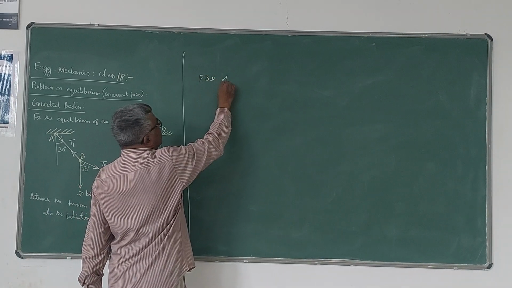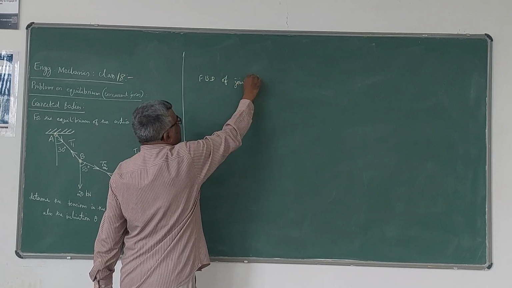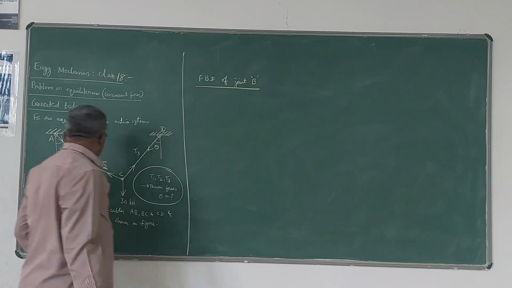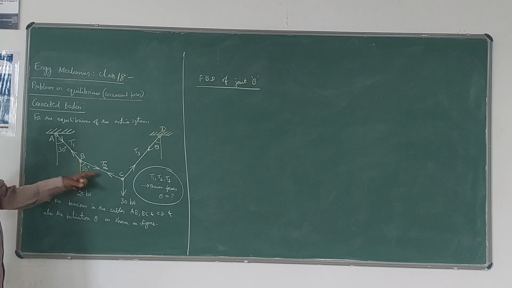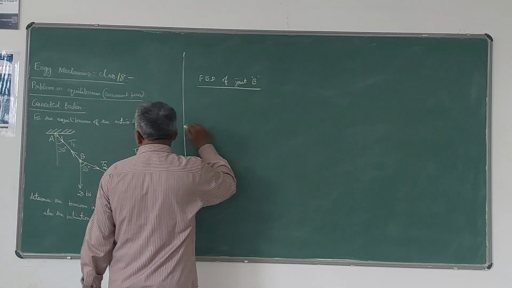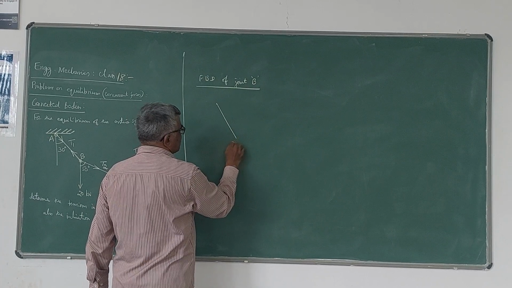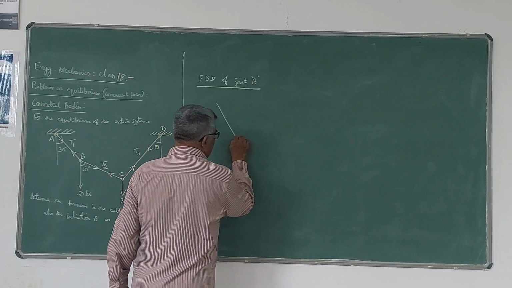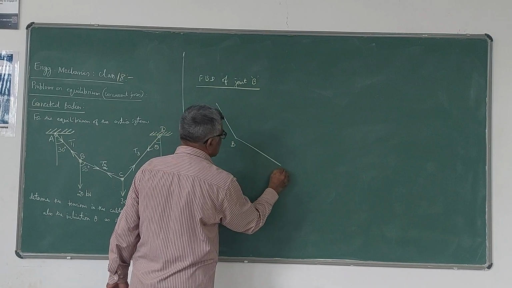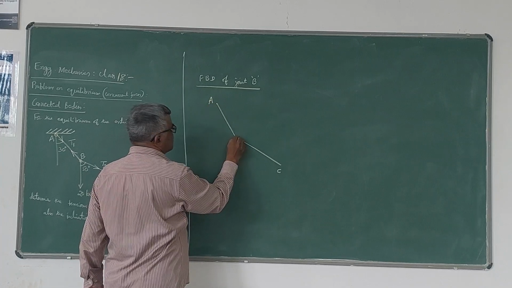First I will write the free body diagram of joint B, where two cables are meeting. The two cables AB and BC are connected at B. If I write the free body diagram of joint B, it will be something like this. This is A, this is B, and from B one more runs. C will run here, A will be here. So this is joint B.